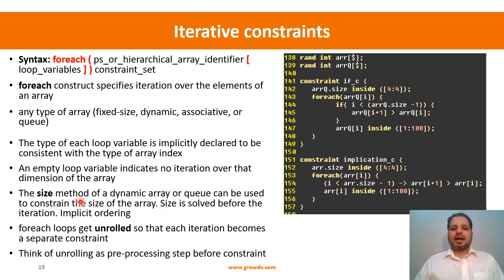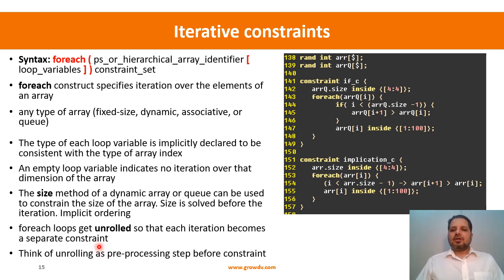When we do that, typically we are constraining the size of the array, and then we are constraining something for each element of the array. In those cases, first the size gets solved implicitly. It's implicit, you don't have to order it. First it will figure out the size, it will solve the size constraint, and then it will go over each of the elements of the array. That only makes sense, and that's how it works as well.